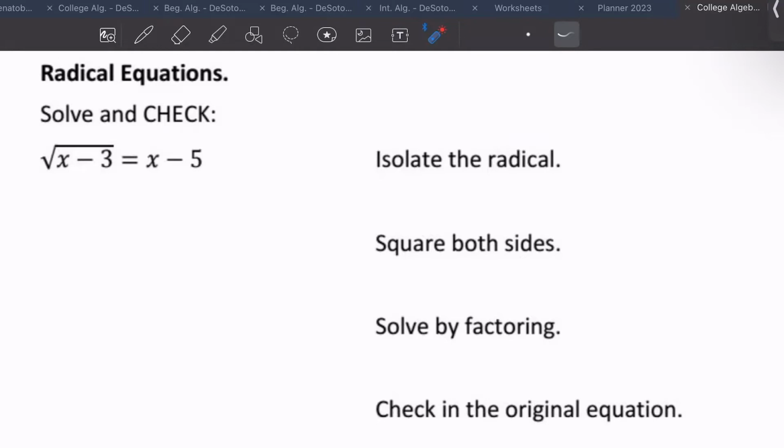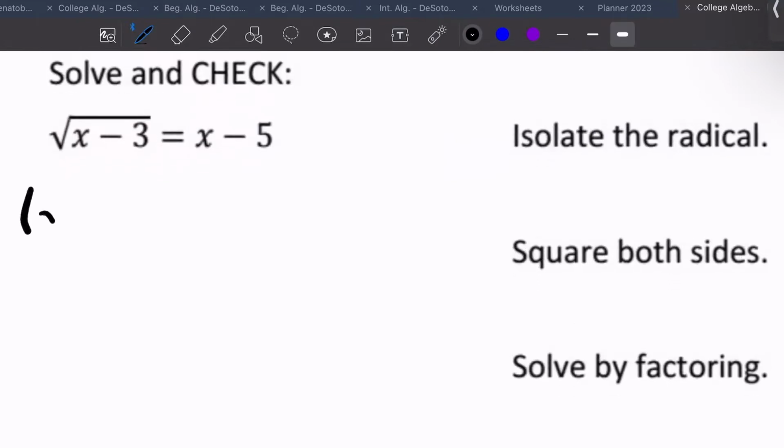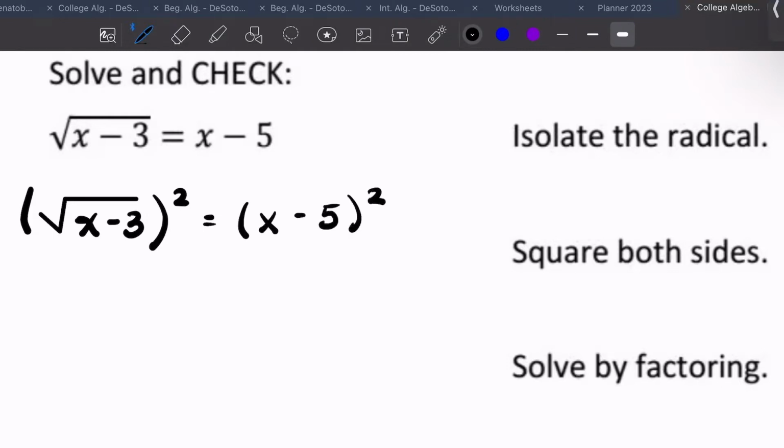So let's isolate the radical. That means that you have your radical on one side, everything else on the other. So we're good. We have isolated it. Then we're going to square both sides. So we have the square root of x minus 3, squared, equals x minus 5, squared.